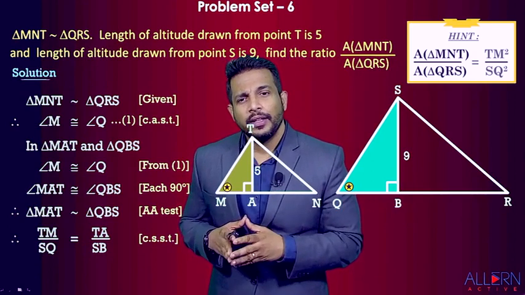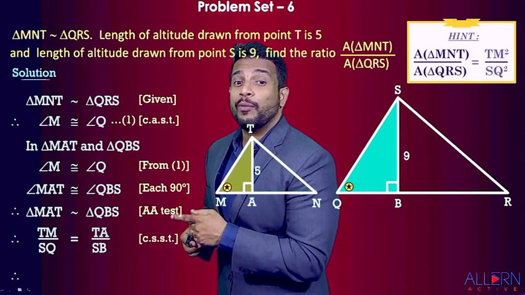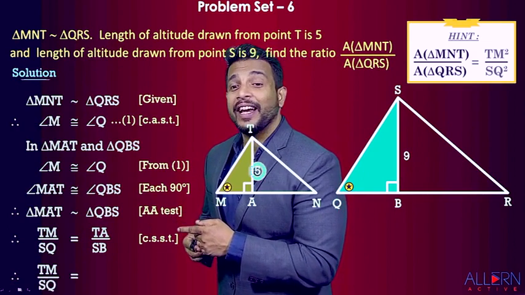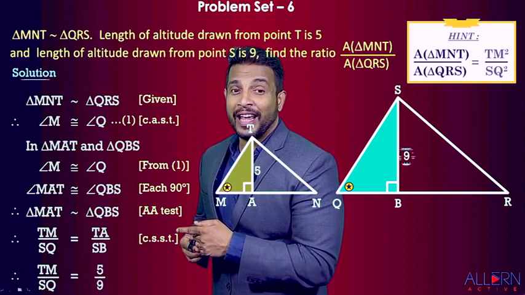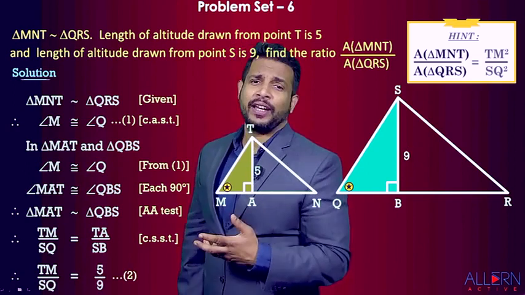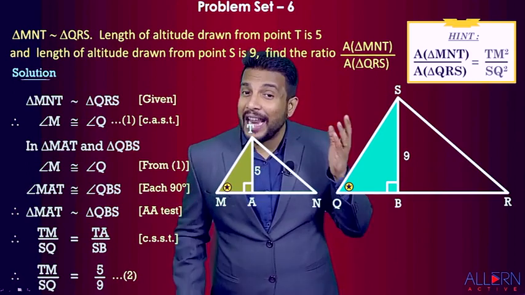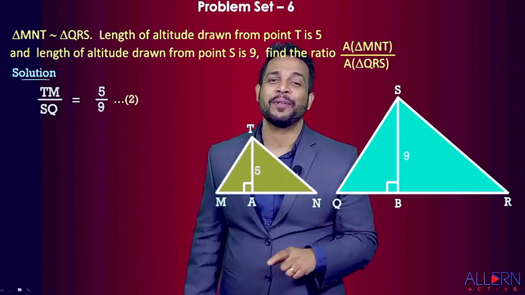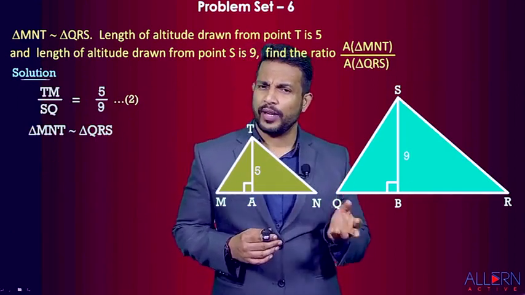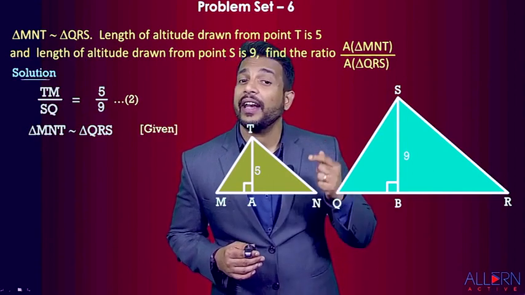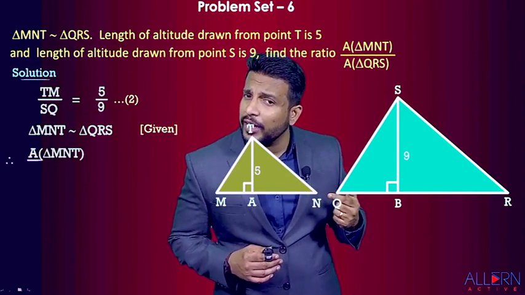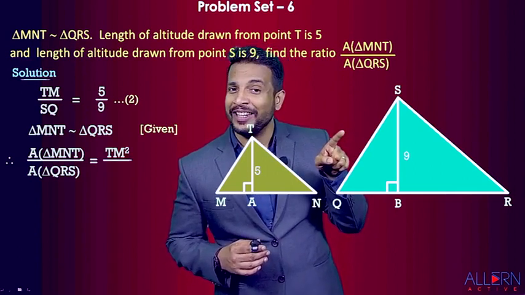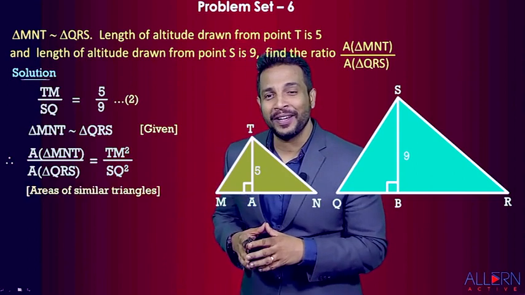Simple, right? We want TM upon SQ. We know the value of TA. What's the value of TA? TA is 5. The value of SB we know is 9. So we write that TM upon SQ is equal to 5 upon 9. And we got that value. That's what we wanted. Now once we get this value, can we apply the theorem on areas of similar triangles? Yes, we can. So let's write the step. These two triangles MNT and QRS are similar, given. So we can write area of triangle MNT upon area of triangle QRS is equal to TM square upon SQ square, as we discussed at the start. And the reason is the theorem on areas of similar triangles.